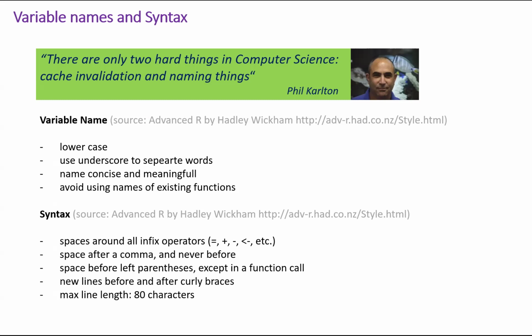So there are some rules. These could change with different programming languages. In R, for example, one of the rules suggested by Hadley Wickham, I put a link here, is that a variable name should be all lowercase. And if the variable consists of more than two words, we can use an underscore to separate the words. To ensure that other people reading your script can understand what the variable means, you should have a concise and meaningful name, and should also avoid using an existing function name as your variable name.